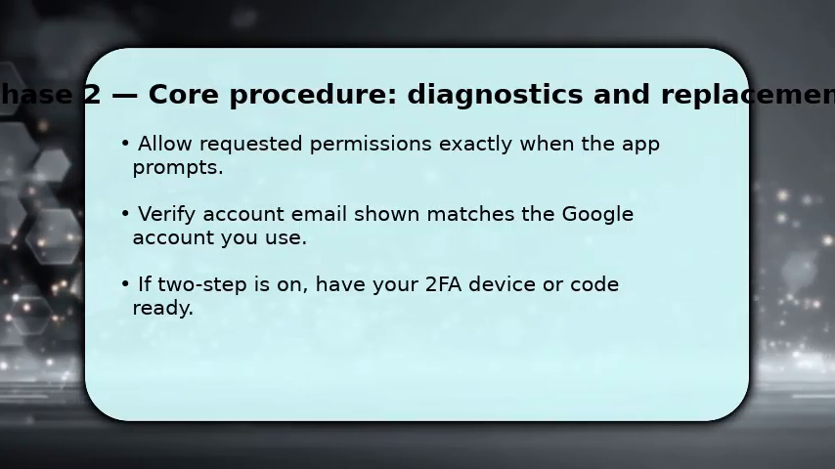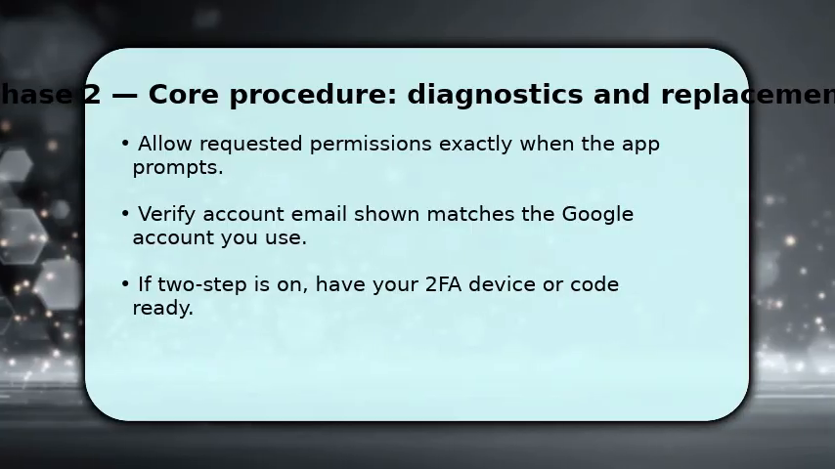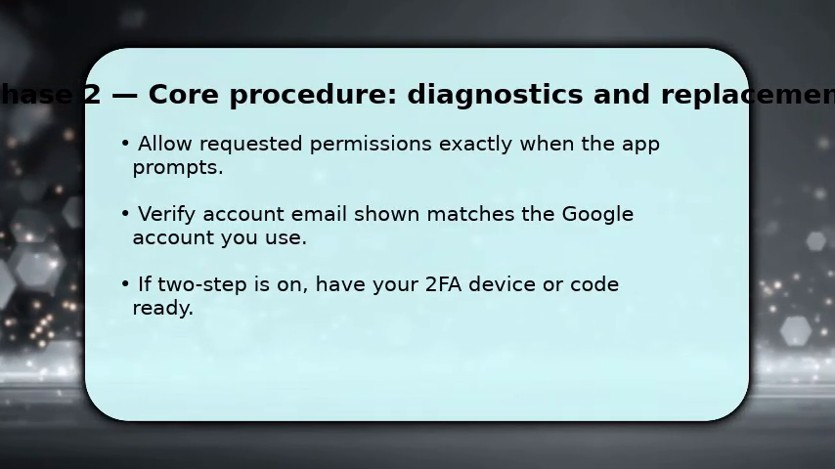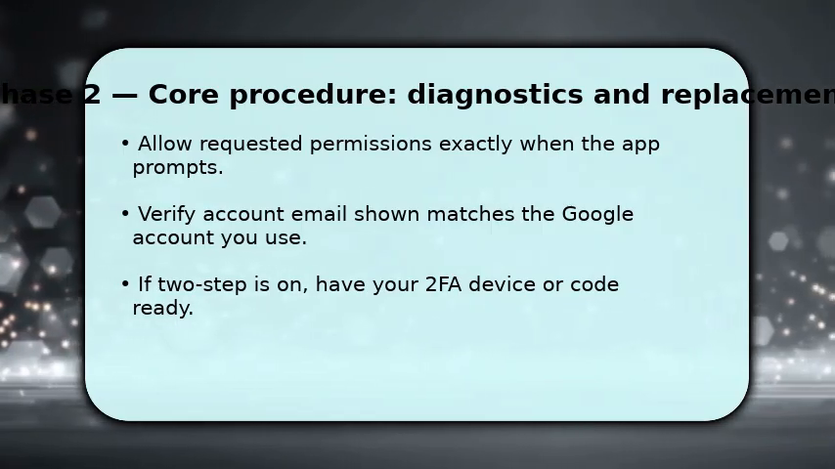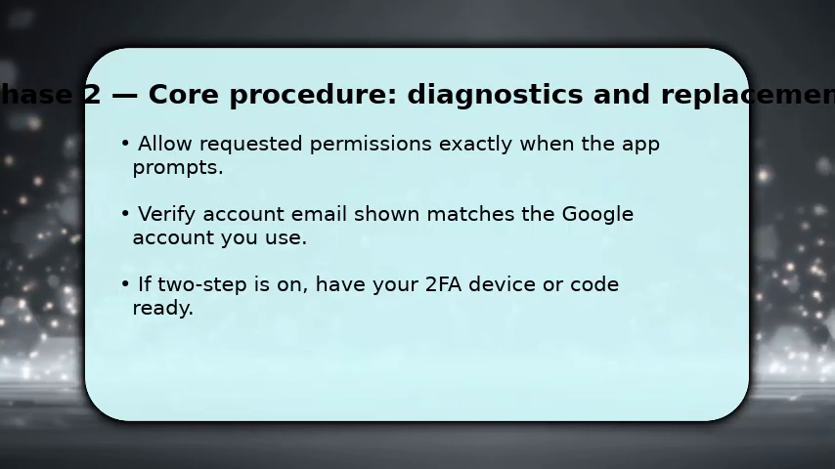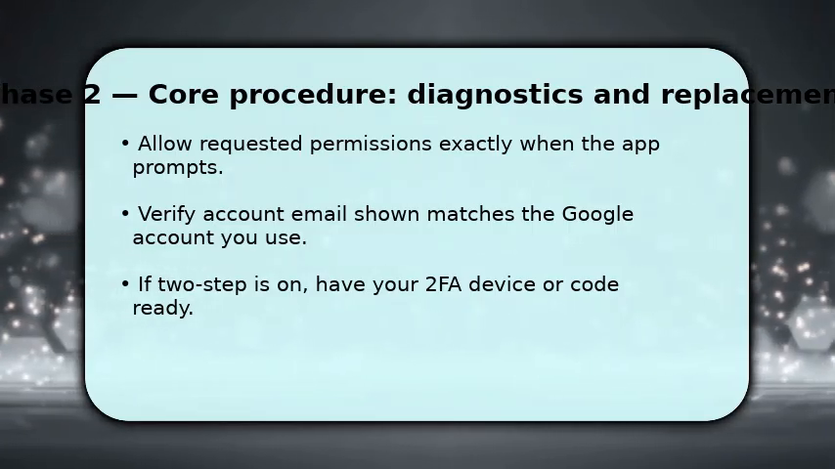If two-step verification is enabled, enter the 2FA code or approve the sign-in on your other device. Once you approve, wait for the in-app confirmation. It may display a success banner. Make sure the game syncs player data. This confirms the link is active and ready to use.